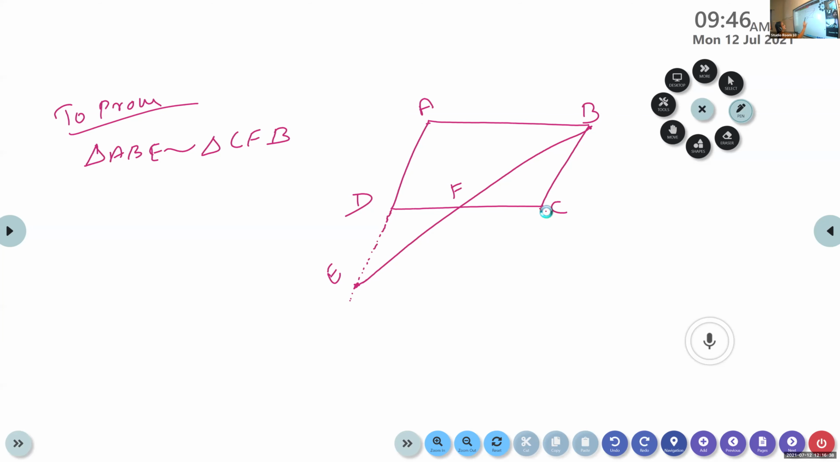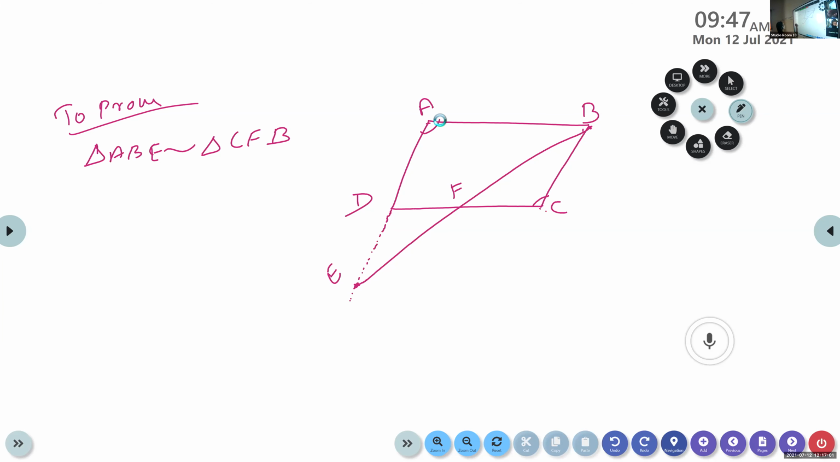A, B, E, and C, F, B. It is a parallelogram. So think. Any of the angles of these two triangles, ABE and CFB? Angle A and angle C. Very good. Angle A and angle C are equal.